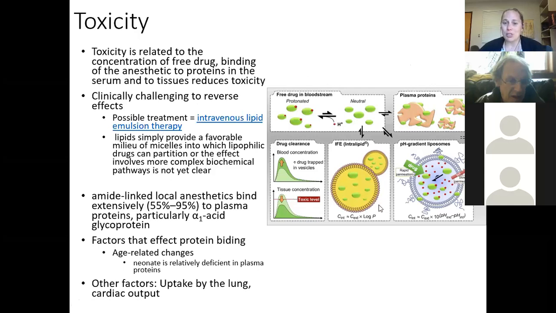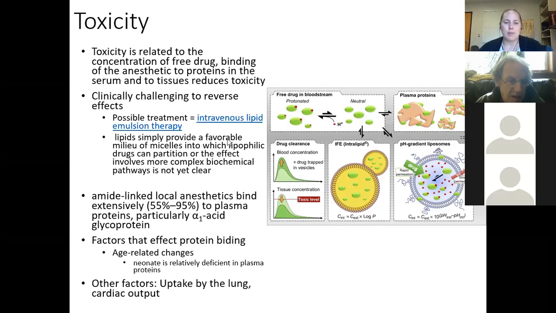I've included this image here where you can see an example of a free drug in the bloodstream in its protonated and neutral form. And in that neutral form, it can bind to those plasma proteins. But in the case of lipid emulsion therapy, it's going to form a bunch of micelles around that neutral free drug and just soak it up and remove it from the blood system.